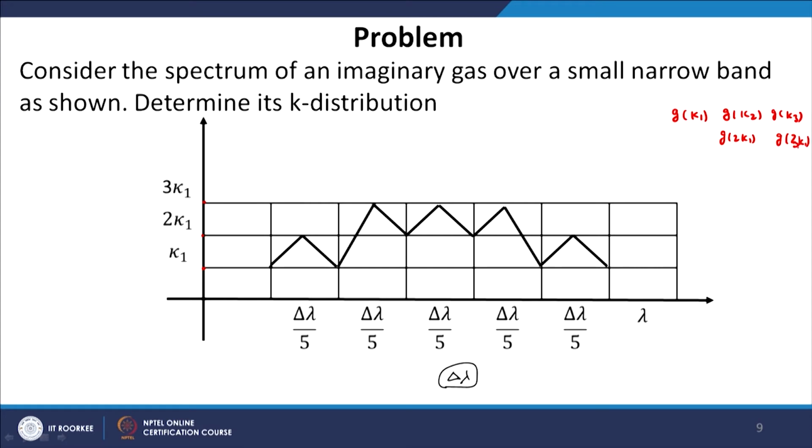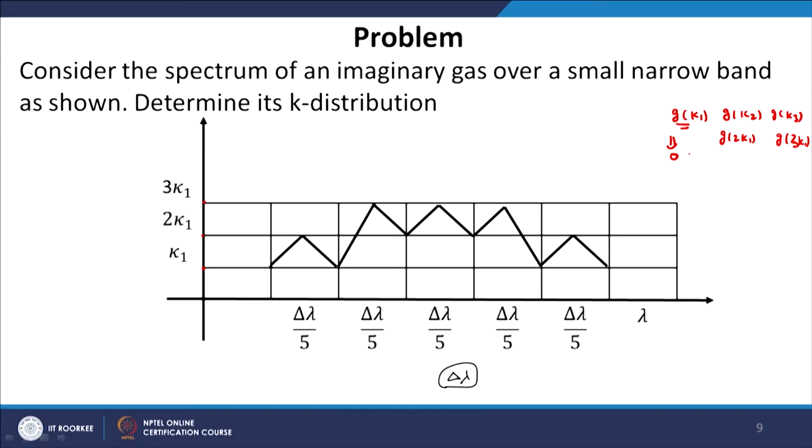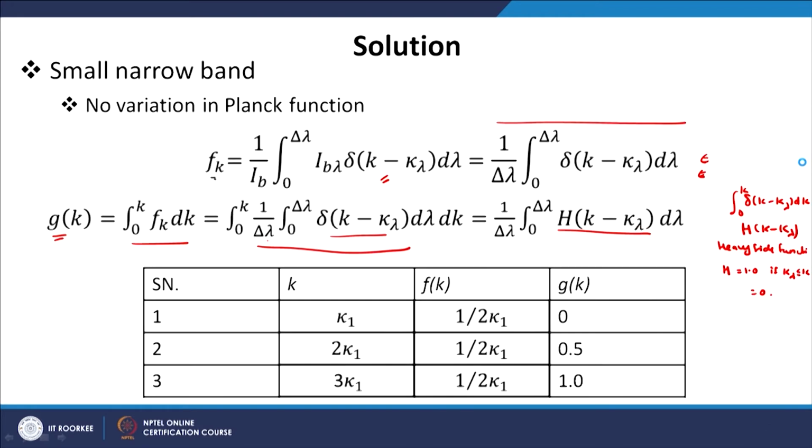So, what does g kappa 1 represent? It represents the fraction of the spectrum below kappa 1, and it is 0. There is no spectrum below this value; all the spectrum is above kappa 1. Similarly, g kappa 3 represents the fraction of the spectrum below 3 kappa 1. So, the entire spectrum is below kappa 3, and this will be equal to 1. So, g kappa 1 is 0, g kappa 3 is 1, and all we need to find is g kappa 2. This is the only unknown here.